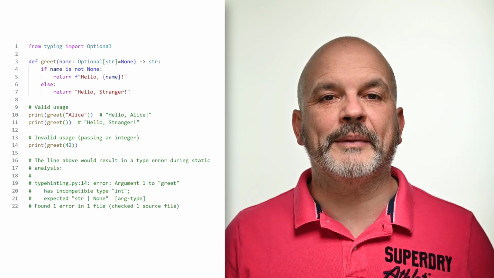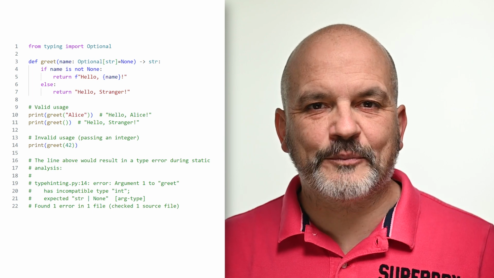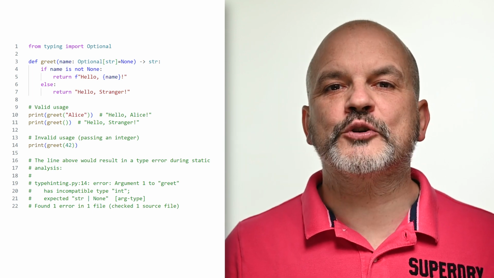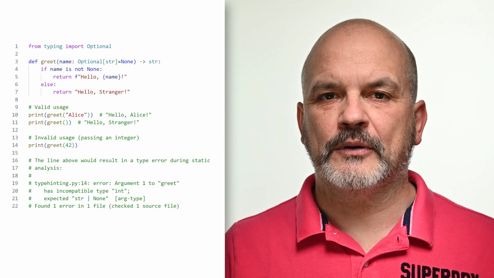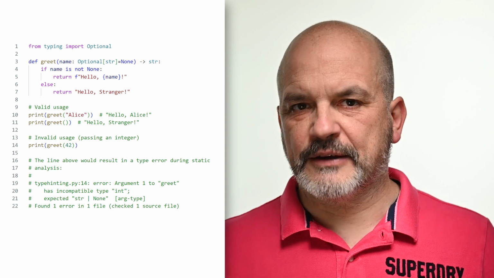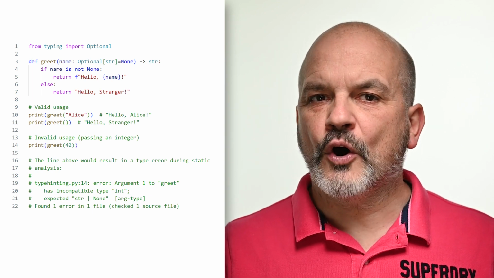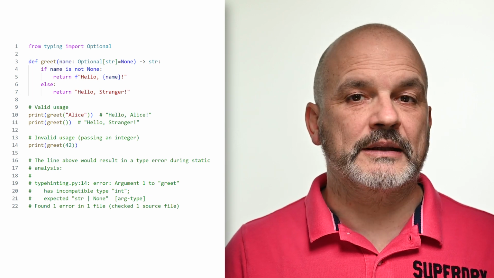Let's consider an example where a function takes an optional parameter that can be either a string or None. In this example, the greet function takes an optional parameter name of type Optional[str], indicating that it can be either a string or None. If name is provided, it returns a personalized greeting, otherwise it defaults to a generic greeting.